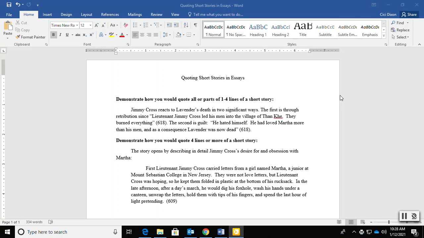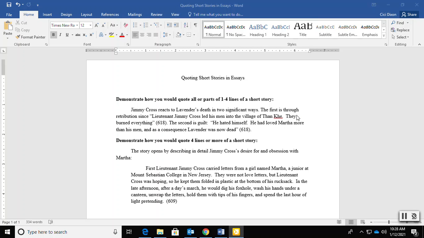Since you have to include at least one direct quotation in each body paragraph, I want to show you how to appropriately quote short stories in your essay. If you are going to quote all or parts of 1 to 4 lines of a short story, you're going to do it like this. Now this means a word, a phrase, or a sentence.